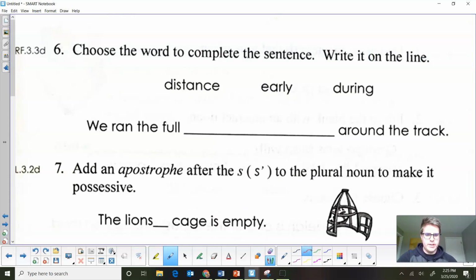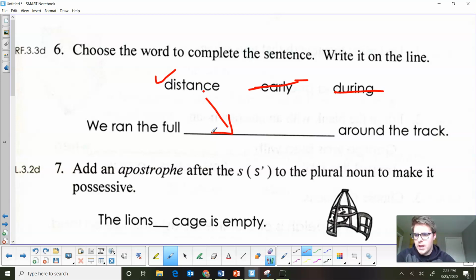Choose the word to complete the sentence and write it on the line. So we ran the full blank around the track, or full distance. That makes a lot of sense. The full early around the track, that makes no sense. Or the full during around the track. The only one that really makes sense is distance. So I'm just going to draw an arrow there.